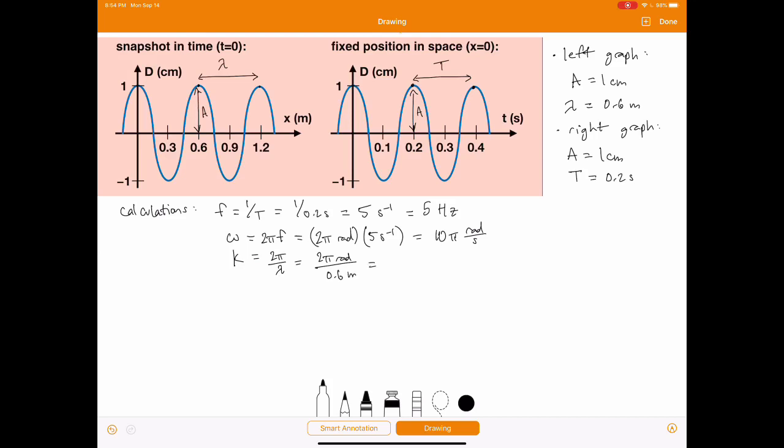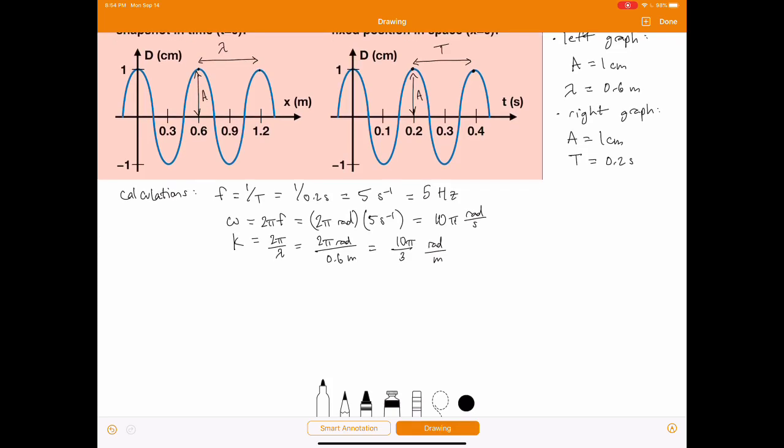2 over 0.6, if we write that as a fraction, is 10/3. And then we have the pi factor out front. So we have 10/3 pi radians per meter. That's k. And we would like to know the speed of this wave. How fast is it propagating?